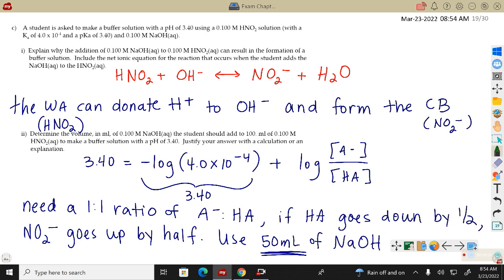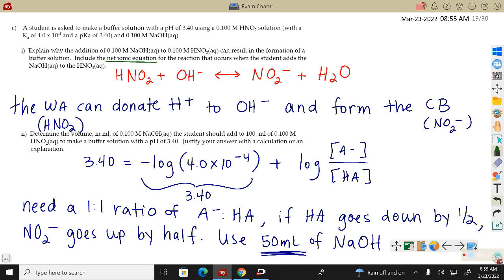Doesn't jump off the paper as being a buffer. Usually I'm thinking that we have to have the weak acid and its conjugate base. But we're going to mix it with some sodium hydroxide, a strong base. But they're telling me in part 1 that this can result in the formation of a buffer. I just have to explain why and include a net ionic equation.